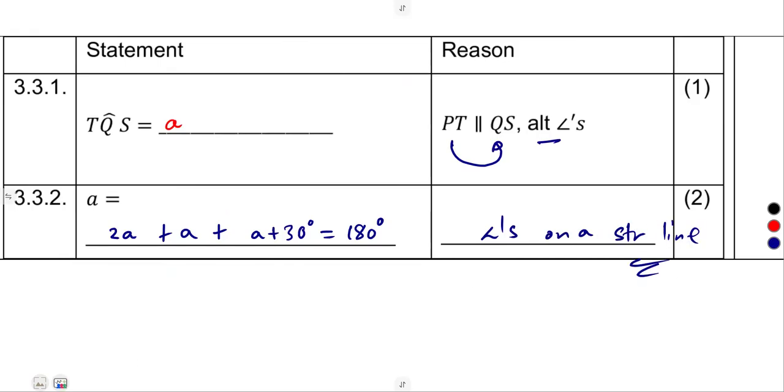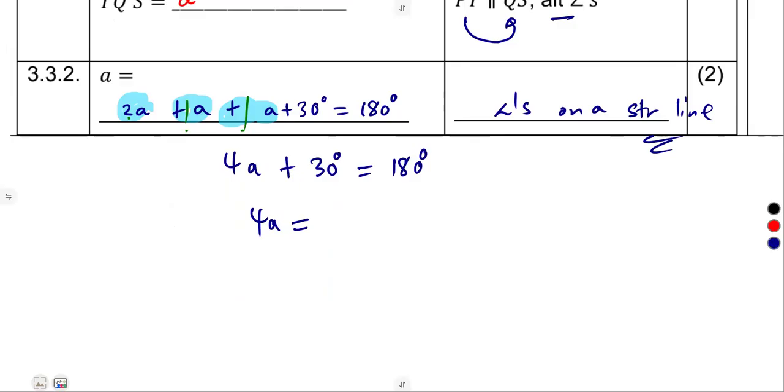All right, so let's solve for A. As we can see, these are like terms. So you're going to have 2A plus A plus A, which is 4A in that case. So this is 1, this is 1, 2 plus 1, 3 plus 1, 4. So 4A plus 30 degrees is equal to 180 degrees. That's 4A is equal to, take the 30 degrees to the other side of the equation, it was going to be a negative there, 180 minus 30 degrees. All right, so 180 minus 30, which is 150 degrees.